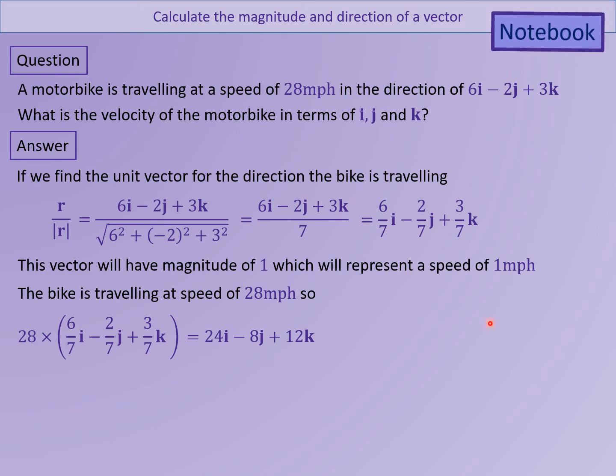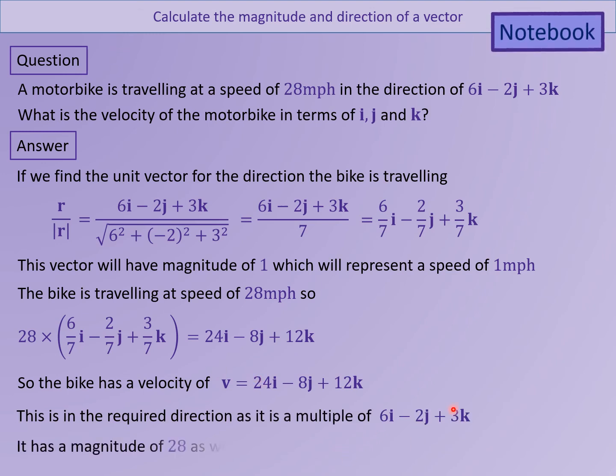Oh look, that is definitely a multiple of this. I can see that, it's 4 lots of it. But also, just as importantly, it has a magnitude of 28. If you try 24 squared plus 8 squared plus 12 squared, square rooted, out pops 28. So you've worked out its position vector for that bike. Okay, so pause, get down what you need.